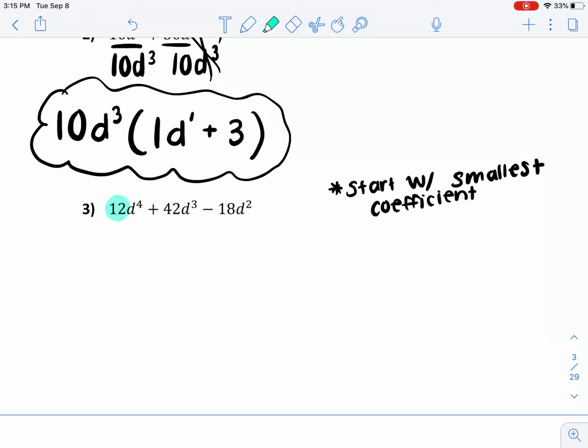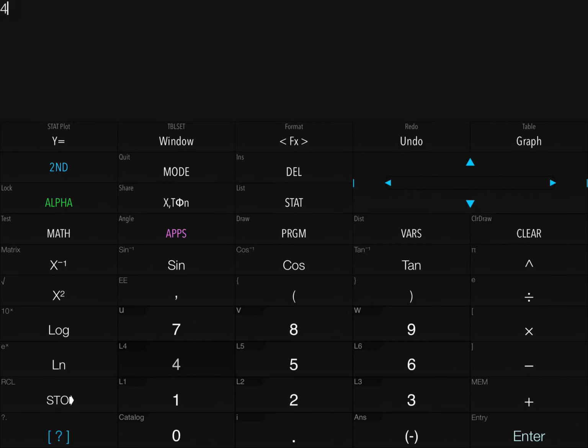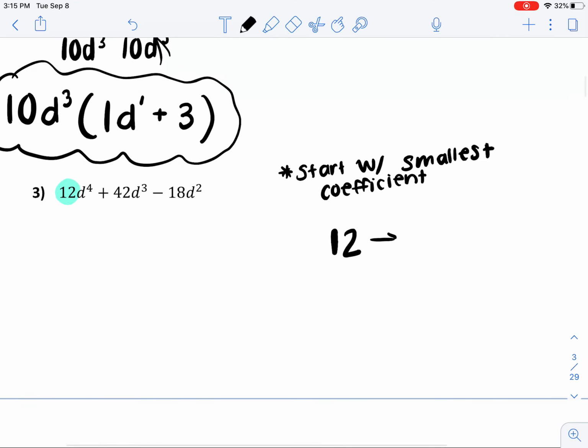So what we're going to do is see if we can divide 42 by 12 and see if we can divide 18 by 12. So I'm going to switch over to my calculator, and we have 42 divided by 12, which gives us 3.5. Since that gives us a decimal, that means that 12 is not the correct GCF. So we have to take our 12 and break it down. Let's figure out the factors of 12.